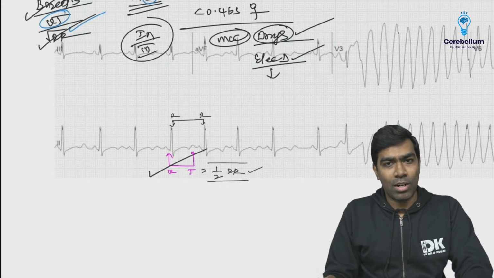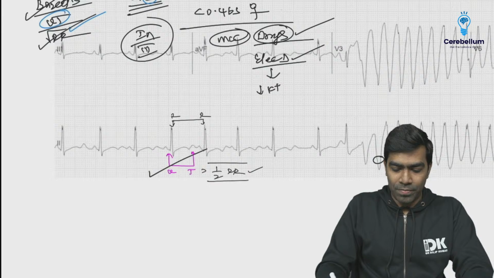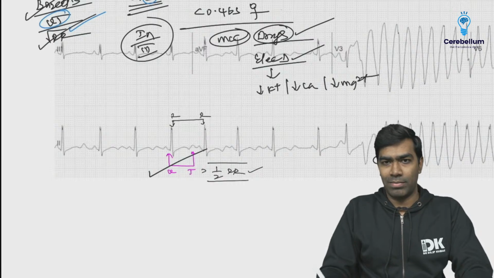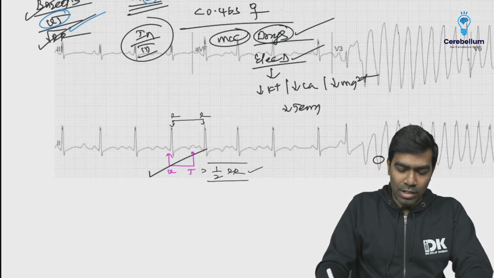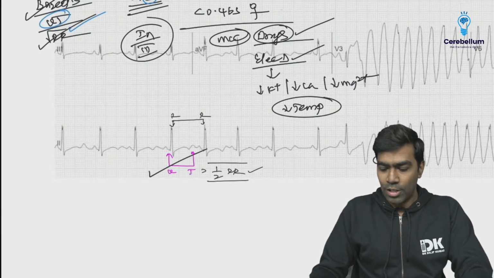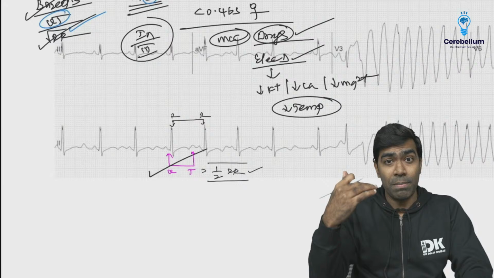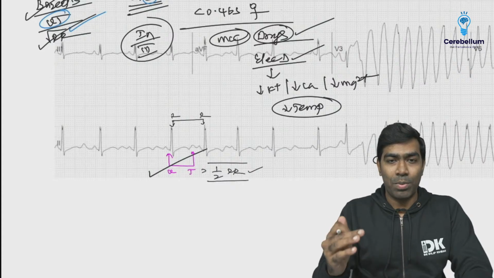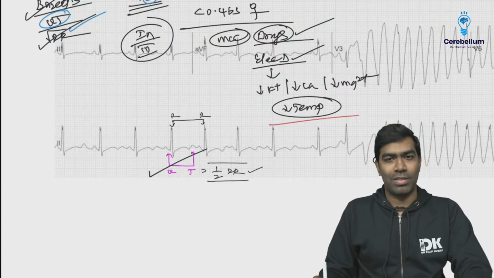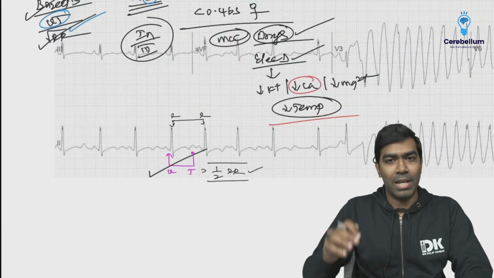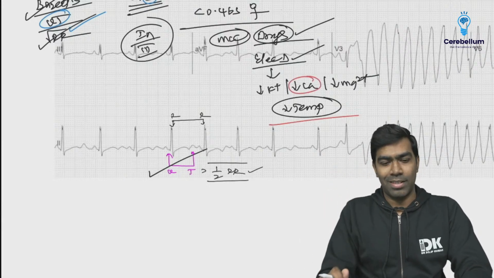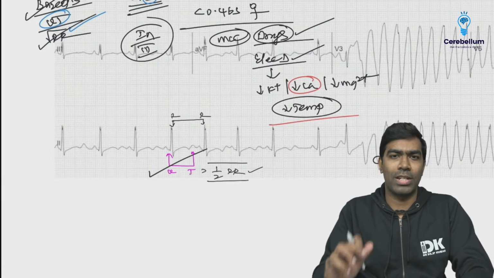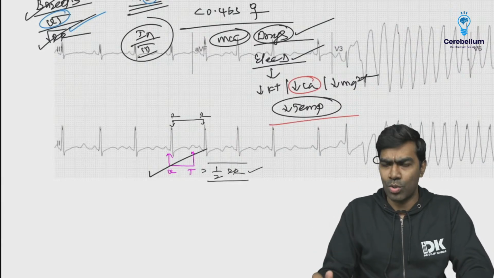And what are the electrolyte imbalances that can cause long QT? Hypokalemia, hypocalcemia, hypomagnesemia, and hypothermia. Hypothermia is not an electrolyte problem, but it is a metabolic problem that can cause long QT. So remember the hypos: hypokalemia, hypocalcemia, hypomagnesemia, hypothermia. Hypos can cause long QT. Hypocalcemia is a million-dollar question in the exam. They will ask, all of the following are true except, with regard to hypocalcemia. One of the options will be short QT. That is wrong, because hypocalcemia produces long QT, not short QT.